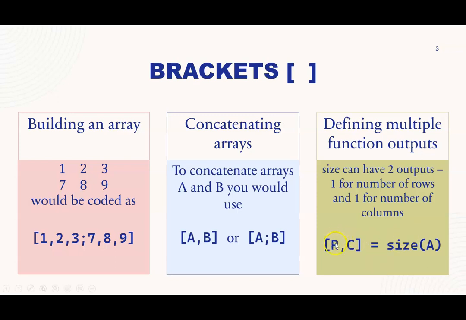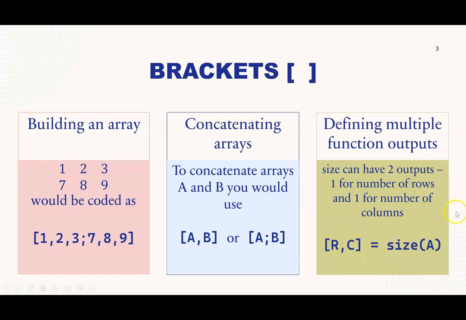But if we put two output variables on the left hand side of the equal sign, we need them to be enclosed in brackets. And the way this would work, it would find the size of A, and it would put however many rows are in A in the variable R, and however many columns are in A in the variable C.